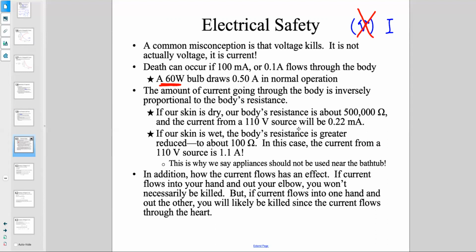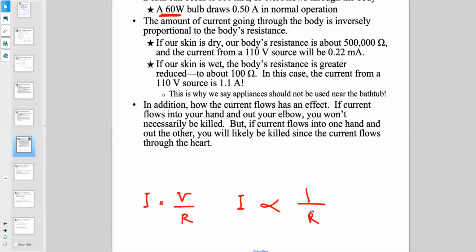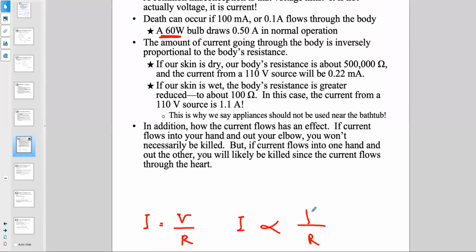The amount of current going through the body is inversely proportional to the body resistance, right? So we know that I is V over R. In other words, I is proportional to 1 over R. And what it means is that if our skin is dry and the body's resistance is about 500,000 ohms, which is a huge number, so this number R is huge, that means your I is low, okay?